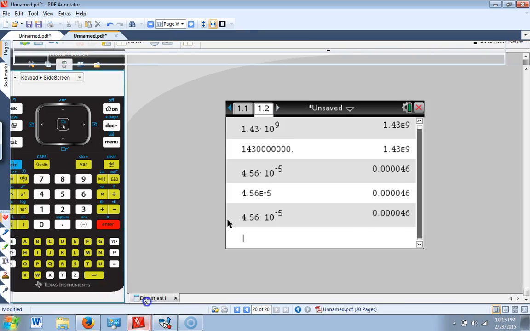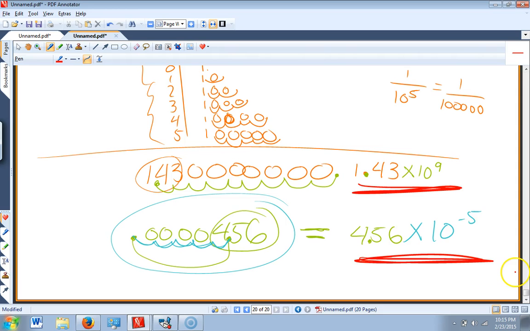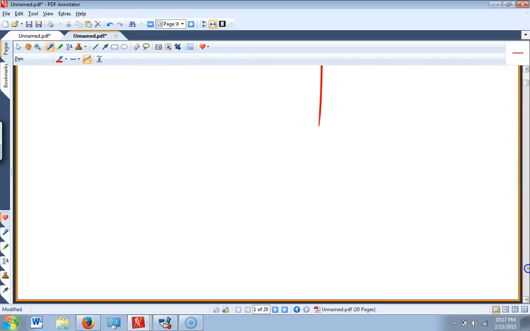Okay, so let's move on. Let's get back to talking about why we think scientific notation is really useful. It's useful for things like trying to compare the size of the oceans when people give you the size of the oceans in scientific notation. Duh.